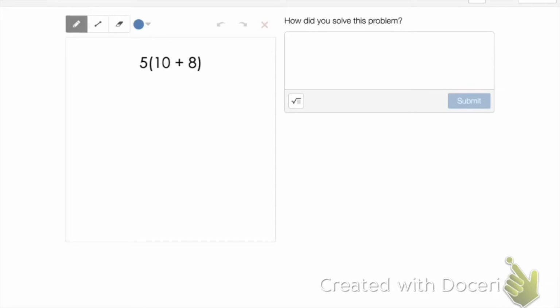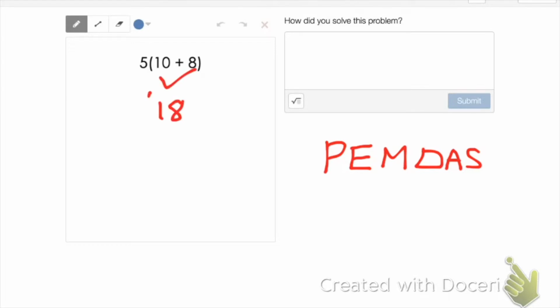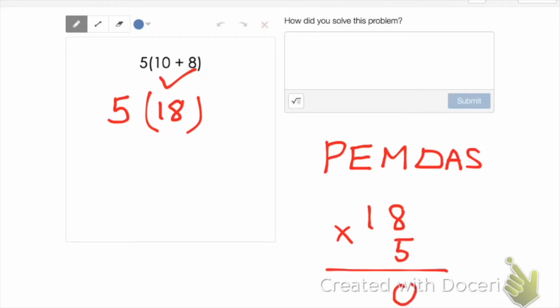So the next problem I give you is 5 times the quantity of 10 plus 8. Using 6th grade knowledge, we know PEMDAS. PEMDAS tells us that we have to take care of the parentheses, right? So we have to take care of 10 plus 8, which equals 18. And then we multiply 18 with 5. So if we do 18 times 5, 5 times 8 is 40. So 90. So the answer is going to be 90.